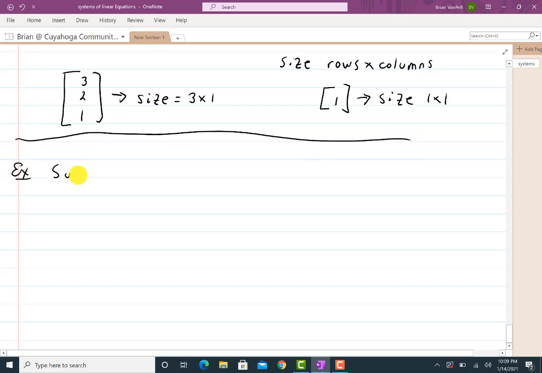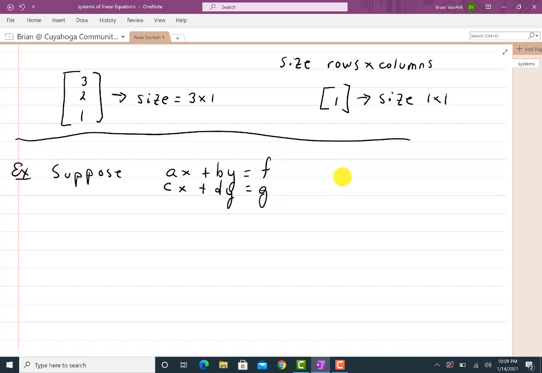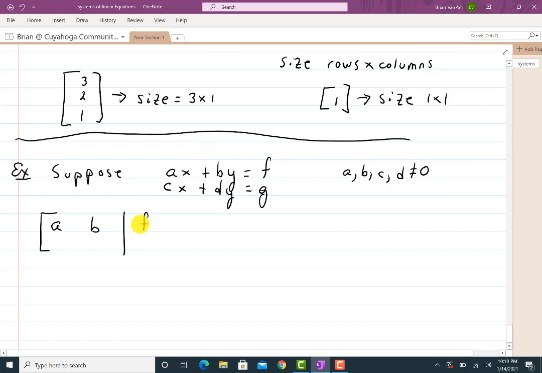Let's keep small in our size, but look at this. Suppose I have the following equations. AX plus BY equals F. That F's a number, not a function. CX plus DY equals G. And here's all I'm telling you about these numbers. I'm not going to tell you a lot about them, but I do know that none of the A, B, C, or D are equal to 0. So let me convert this to an augmented matrix.